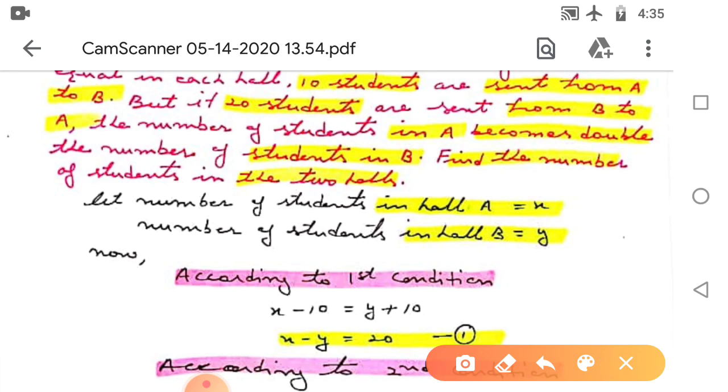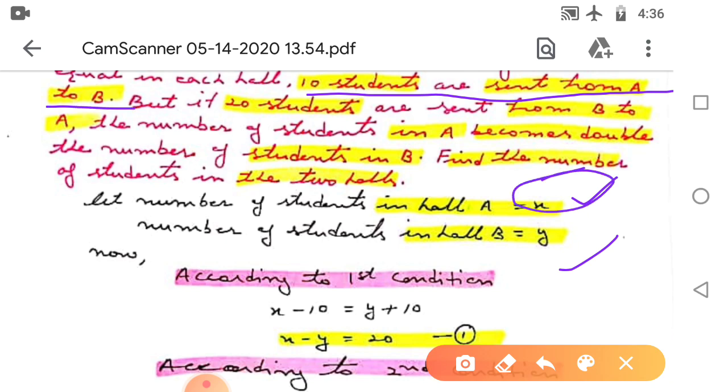Let the number of students in hall A be X and the number of students in hall B be Y. Clear? Now, he's saying if 10 students are sent from A to B, A initially had X students.